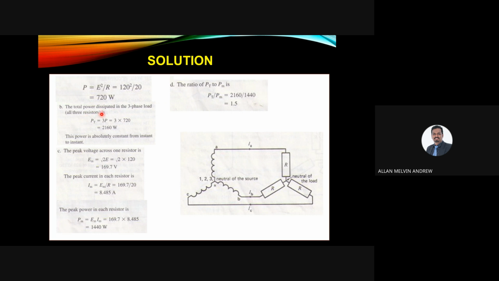So the total power dissipated in the three-phase load, PT. This is only for one phase, and we have three phases, so it's 3P. So 3 times 720, which gives a total power dissipated of 2160 watts. Make sure you put the correct unit, which is watt. So the power is absolutely constant from instant to instant.